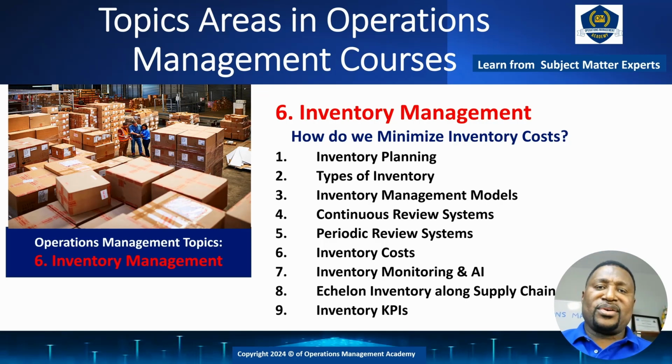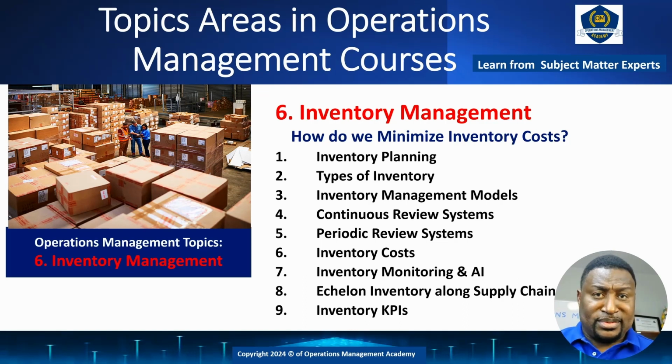So we're going to go through inventory planning strategy, the types of inventory, the inventory management model like the economic order quantity and the other one, the continuous review system of inventory where the inventory position is known as we withdraw the items from inventory, and then the periodic review system.